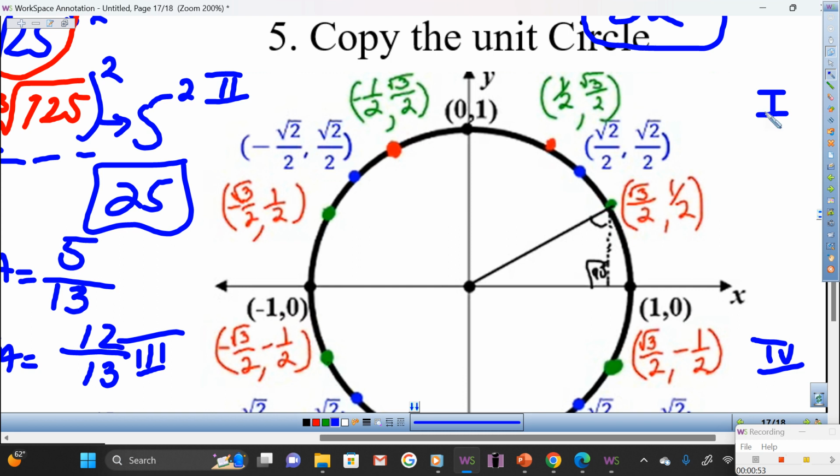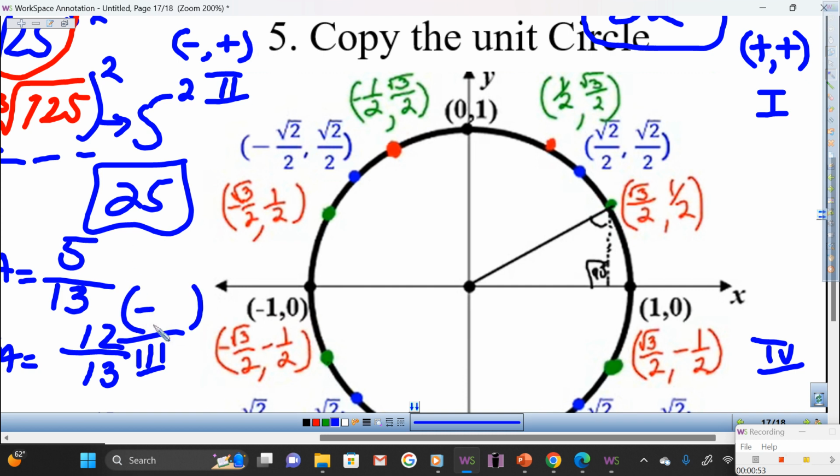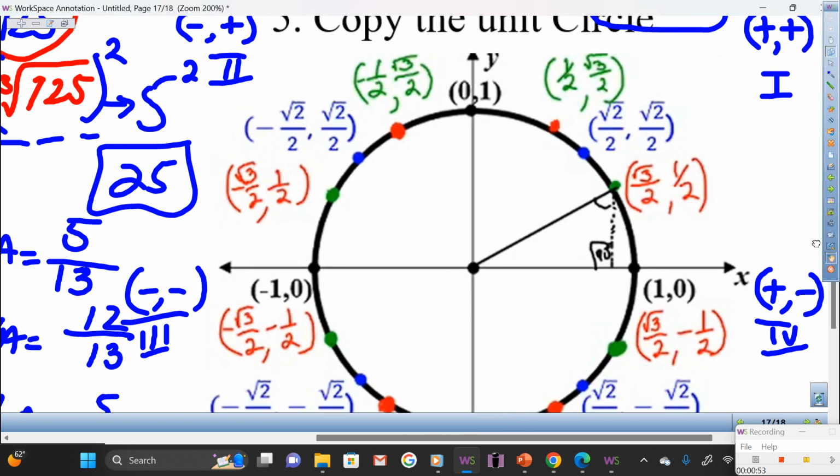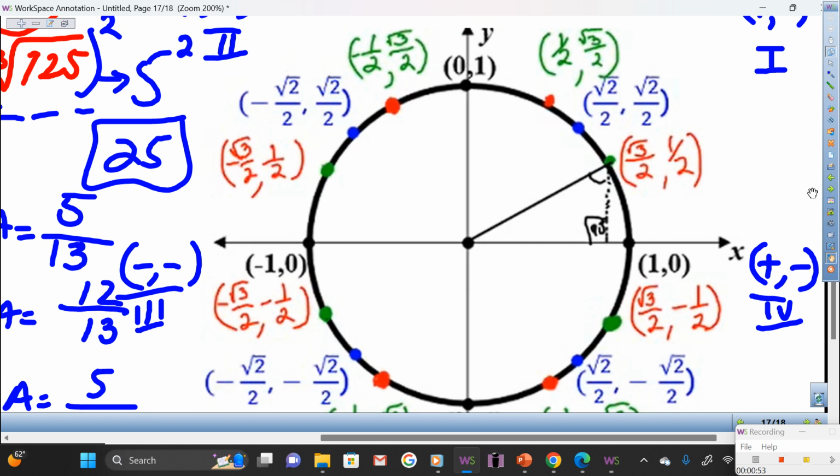What do we know about quadrant 1? That both x and y are what? Positive. Quadrant 2, the x is negative, the y is positive. In quadrant 3, both of them are negative. And quadrant 4, the x is positive, but the y is negative. Why am I going over that? Because all you have to memorize from this point forward is these 3 values right here on quadrant 1.